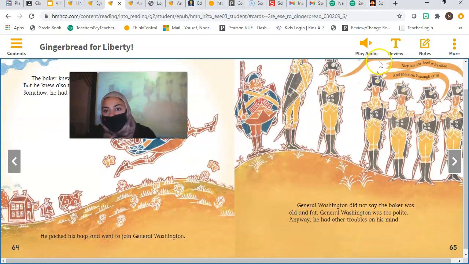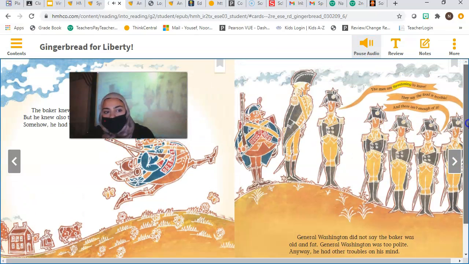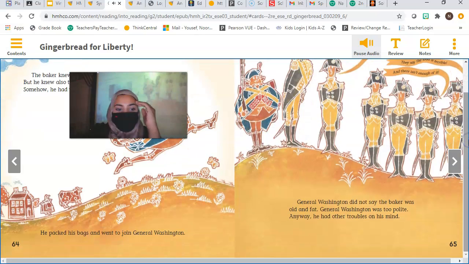Let's read. He packed his bags and went to join General Washington. The men are threatening to leave. They say the food is terrible, and there isn't enough of it. General Washington did not say the baker was old and fat. General Washington was too polite. Anyway, he had other troubles on his mind.